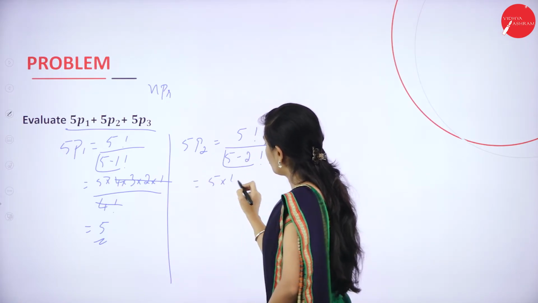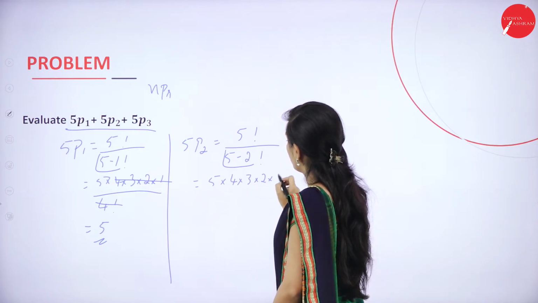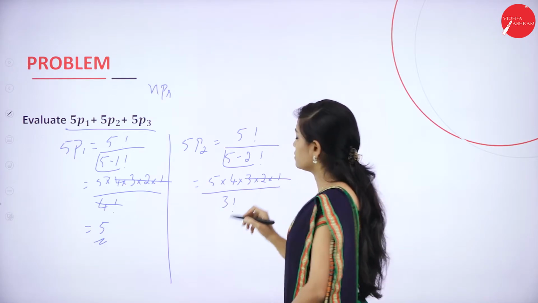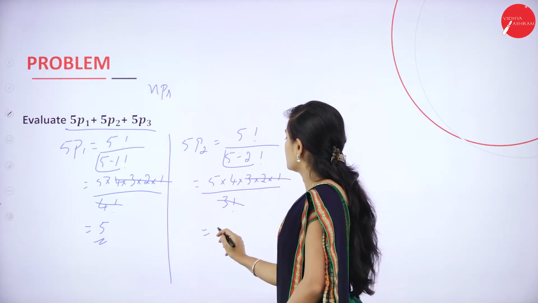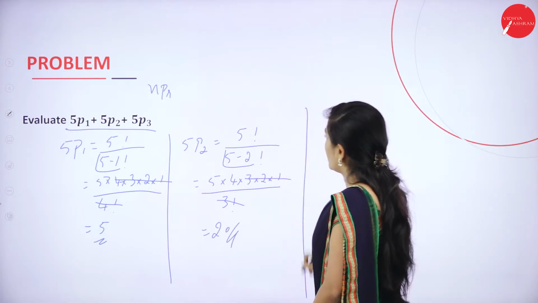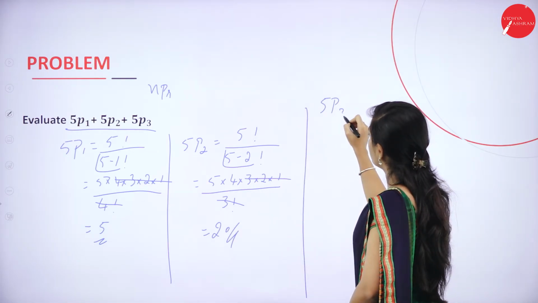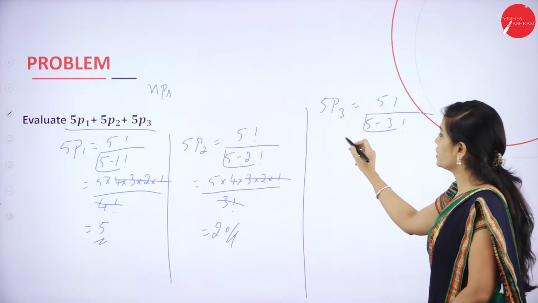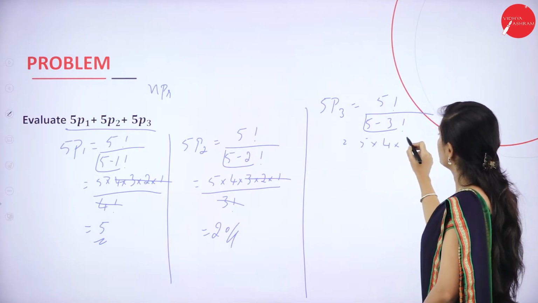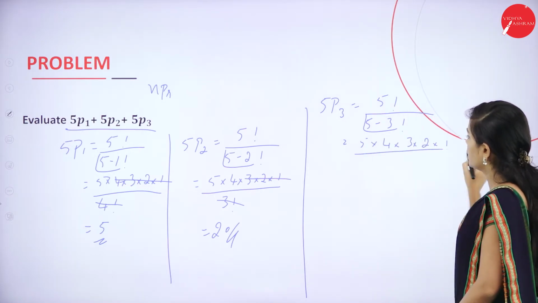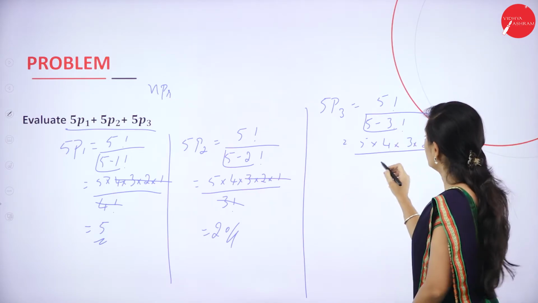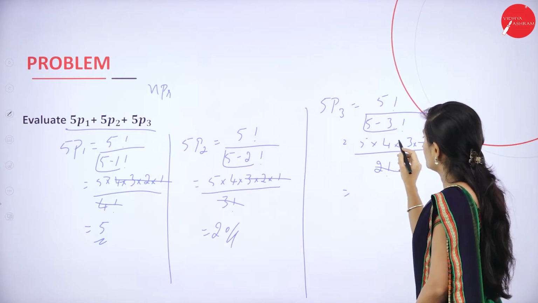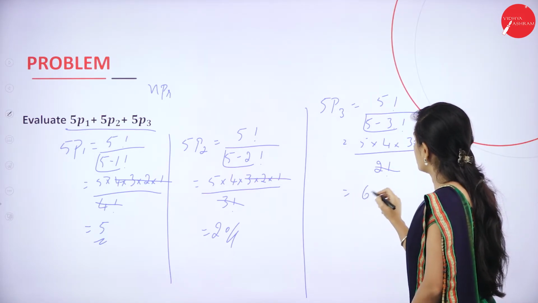Now I will find 5P2, 5 factorial by (5 minus 2) factorial. So 5, 4, 3, 2, 1 divided by 5 minus 2, which is 3 factorial. So 3 into 2 into 1 get cancelled. The answer is 20. And the next one, 5P3 is equal to 5 factorial by (5 minus 3) factorial, 5, 4, 3, 2, 1 divided by 2 factorial. So 2 into 1 get cancelled. So 5 into 4 is 20, 20 into 3 is 60.